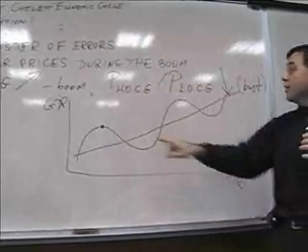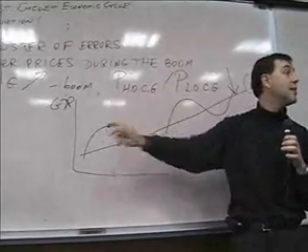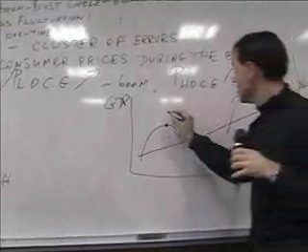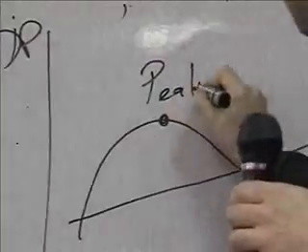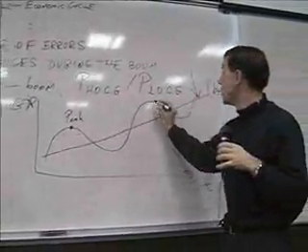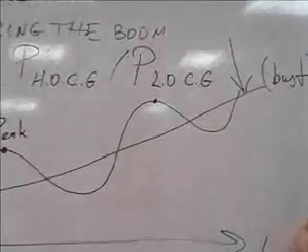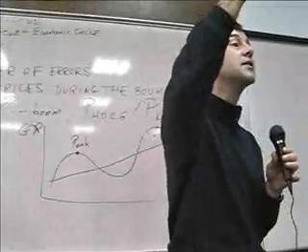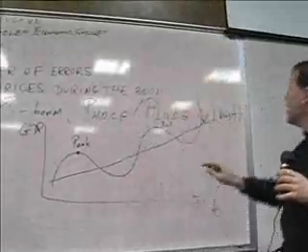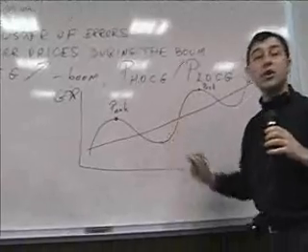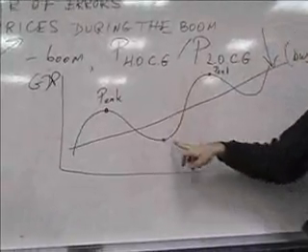This local point, which represents a local maximum, is the peak. Another peak will be represented by this point. Is there any question that you need to answer? Okay, so this is another peak. This point here will represent the trough.